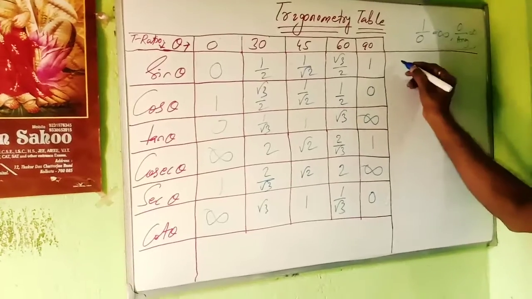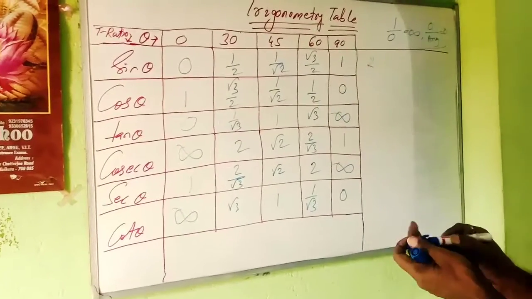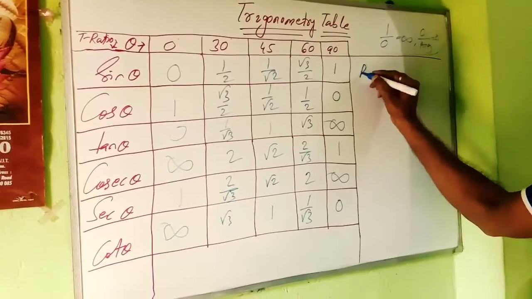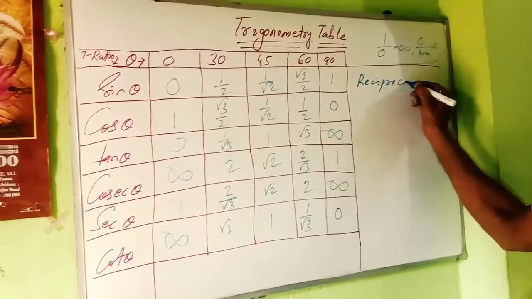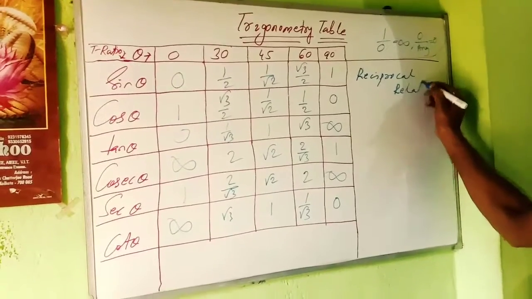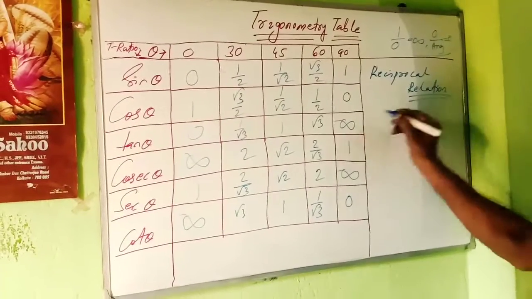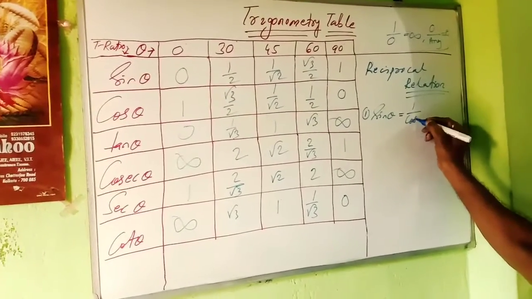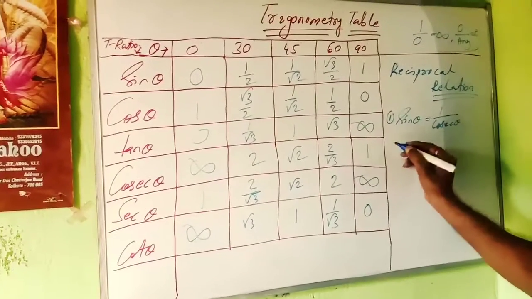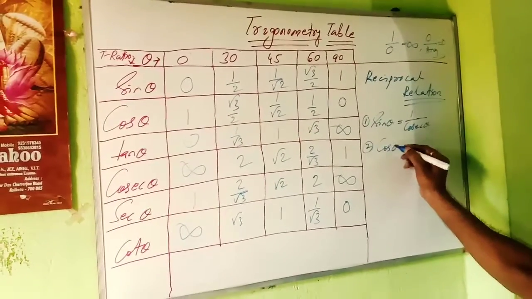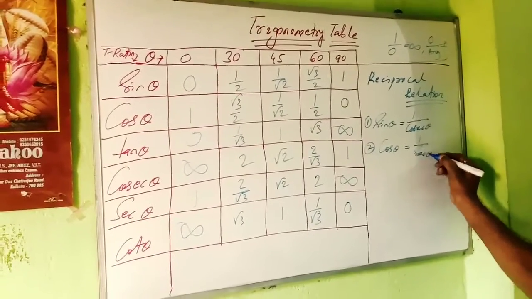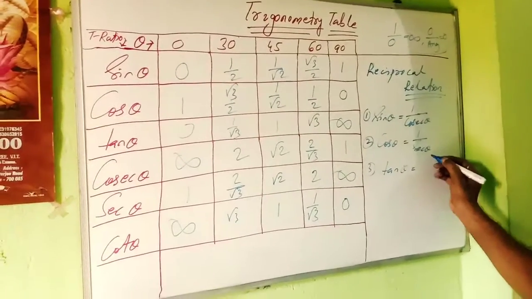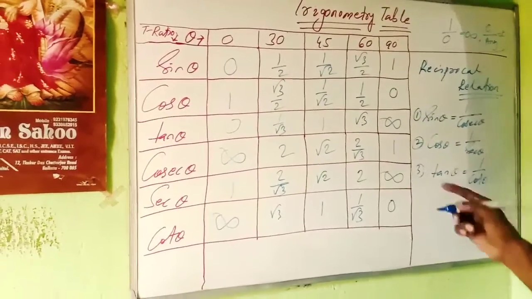Just writing here the reciprocal relation. What is the reciprocal relation? Already I have discussed it before. Let me write again. Sin theta is equal to 1 by cosec theta. Yes or no? Same thing, cosec will be 1 by sin, and cos theta will be 1 by sec theta. Reverse you can write also. Tan theta is the reciprocal of cot, that means 1 by cot. Yes or no? These three you have to memorize.